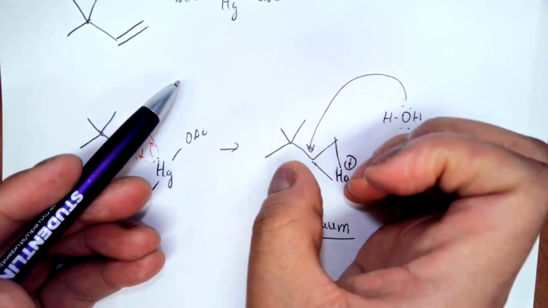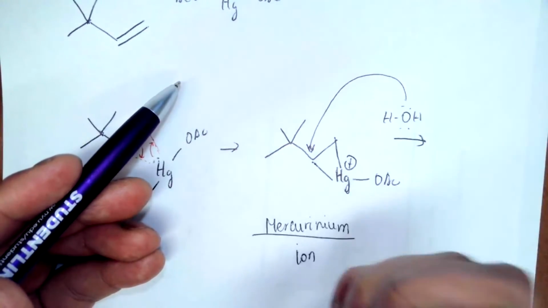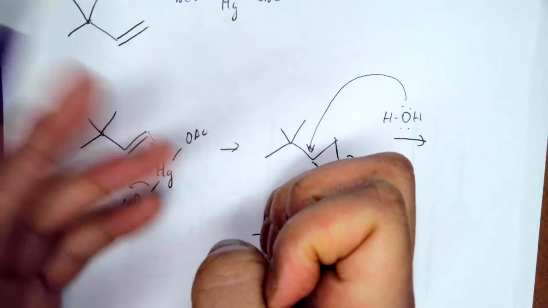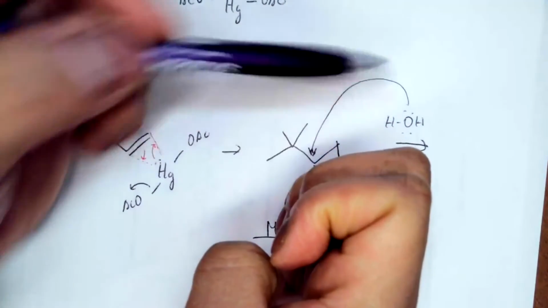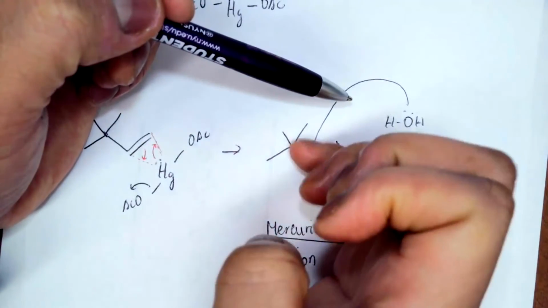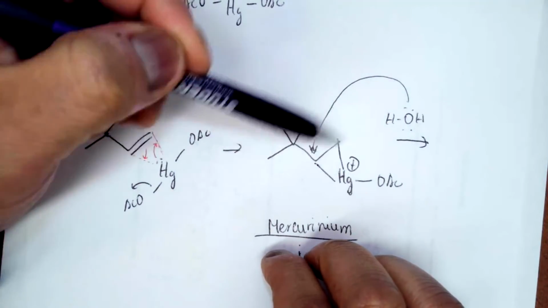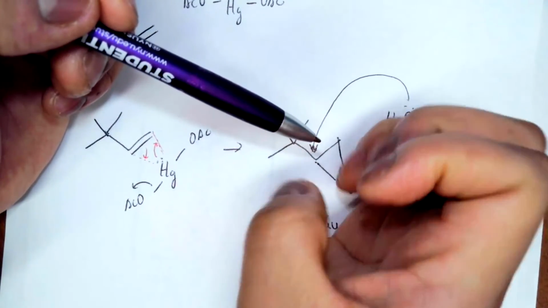Mercury is basically hugging the alkene, saying the reaction has to occur here. So let's hold it here. It's like somebody holding the line for you when you're buying something. So the mercury is holding the line for the water. Why? Because if mercury doesn't hold the line, the carbocation can move anywhere. So that's the job of mercury: to trap the carbocation.